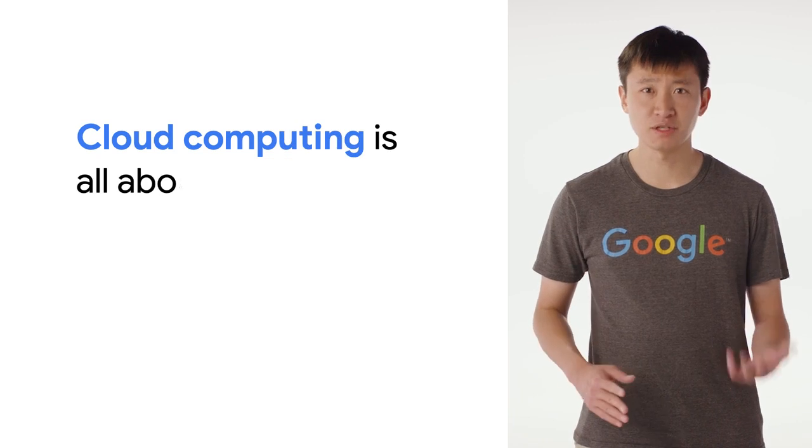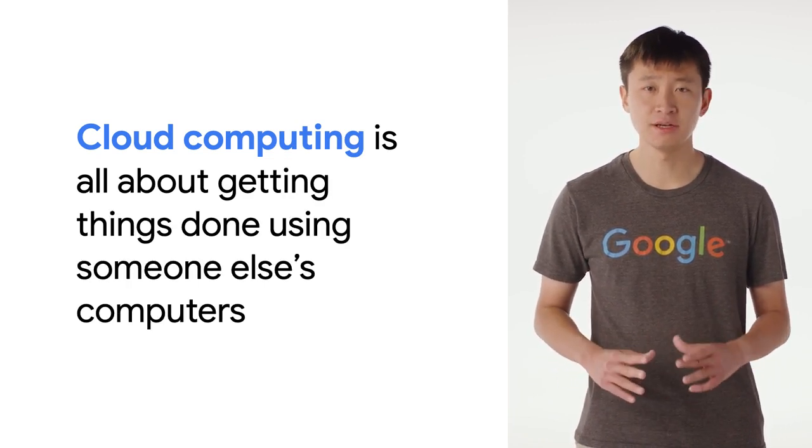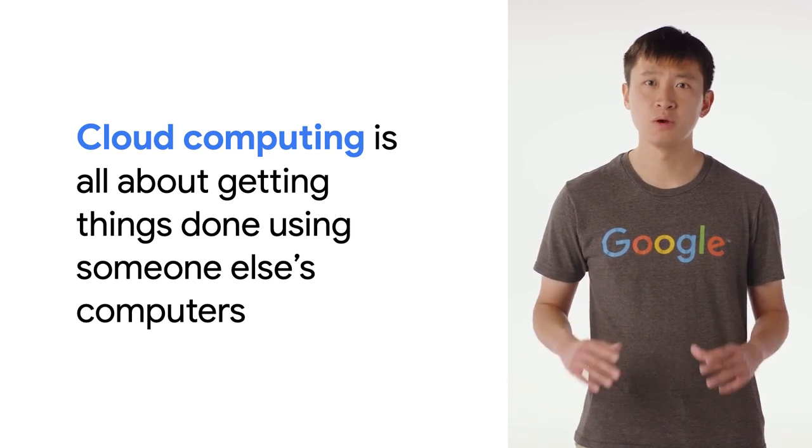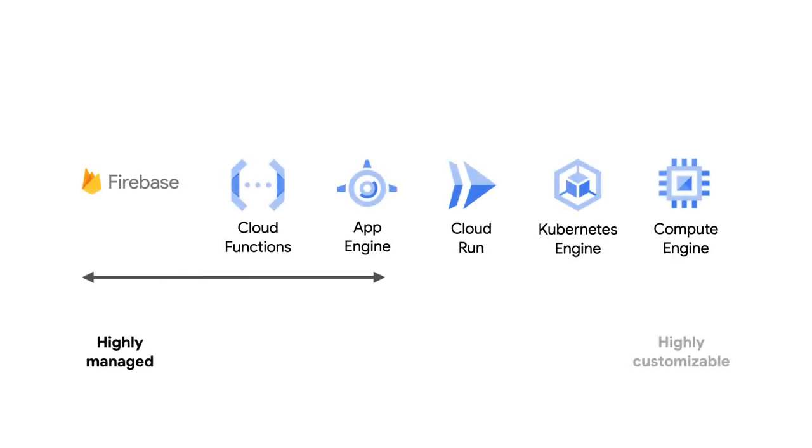As we mentioned in the first video of Google Cloud Essentials, cloud computing is all about getting things done using someone else's computers. With Google Cloud, you're getting things done using Google's computers. There are several different compute products you can use to run code on Google Cloud. These options range from highly managed to highly customizable.